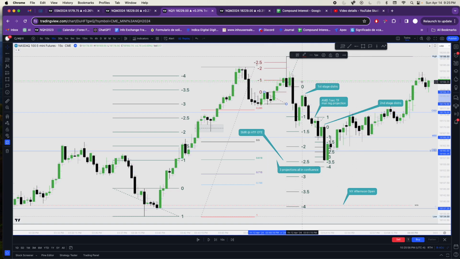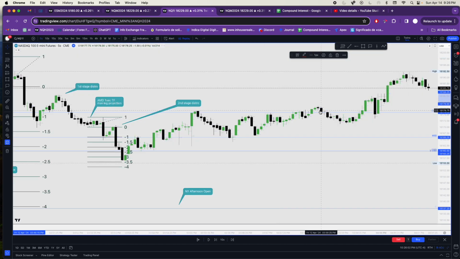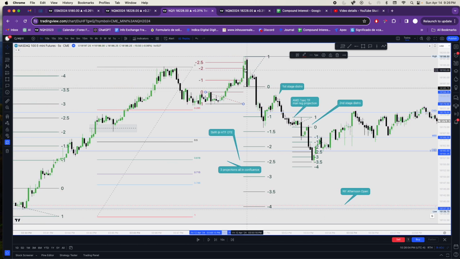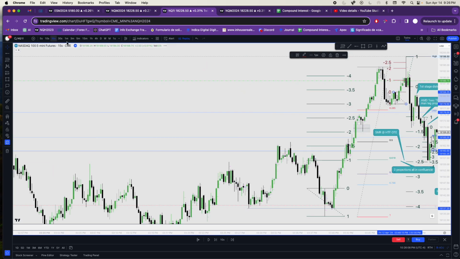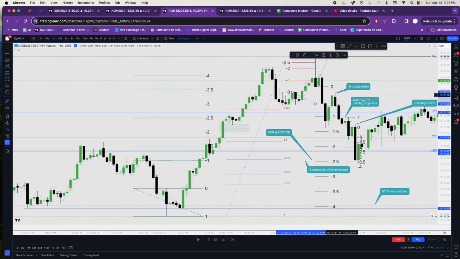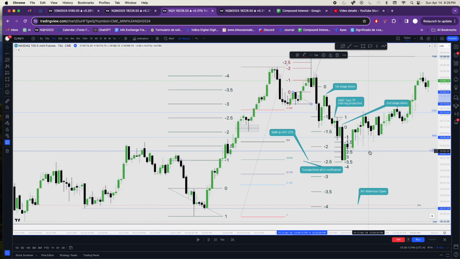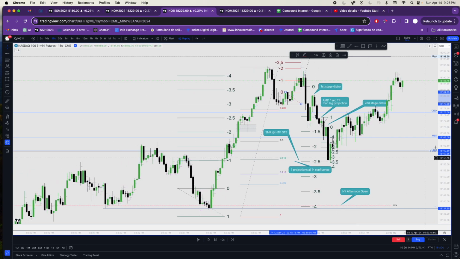We do have this little accumulation. We have a chain of stated delivery, right, on a lower time frame. This is an inverse fair value gap. Down, down, down. So that's what this is about.